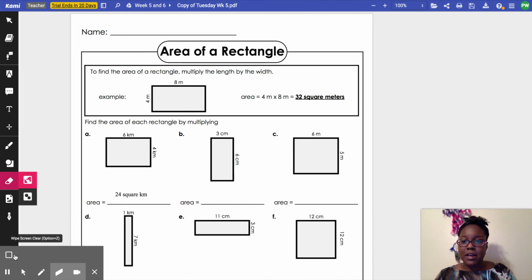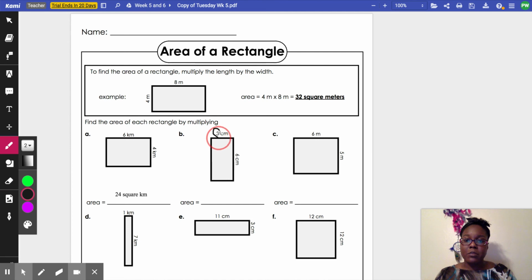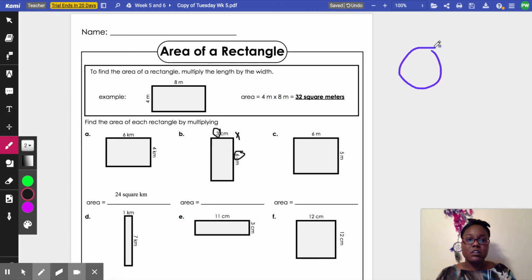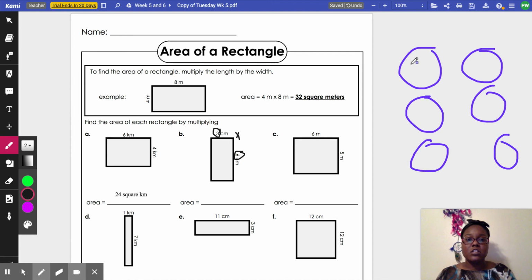Possibly once I erase all my marks. Here we go. We've got 3 multiplied by 6. Okay, let's see. What's another strategy I can do? Let's do groups. 1, 2. I'm going to do 6 circles. 3, 4, 5, 6. And I'm going to put 3 in each. So I can count by 3s, or if you don't know how to count by 3s, you can put 3 dots. 3, 6, 9, 12, 15, 18.